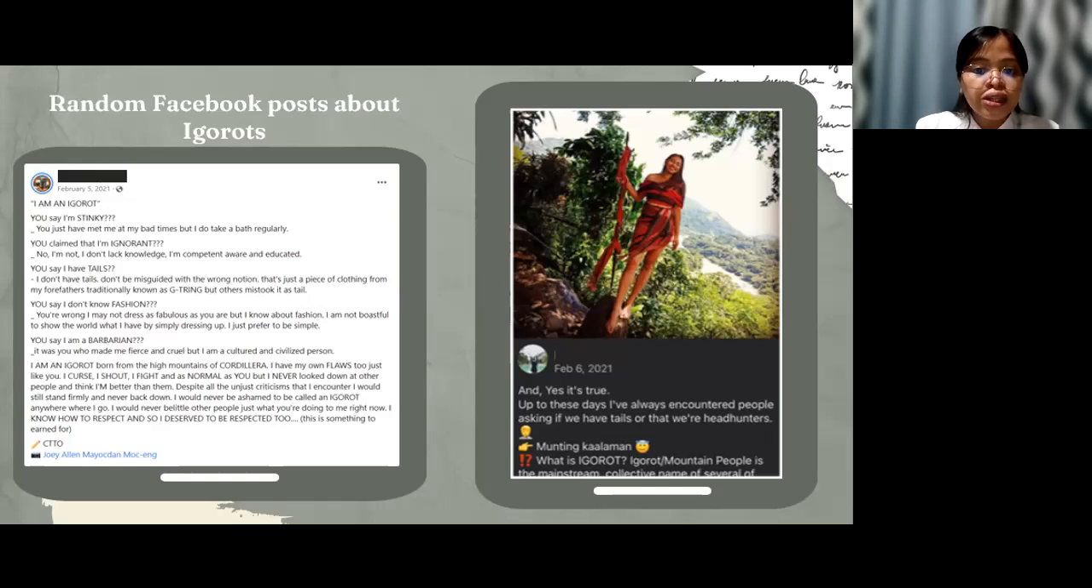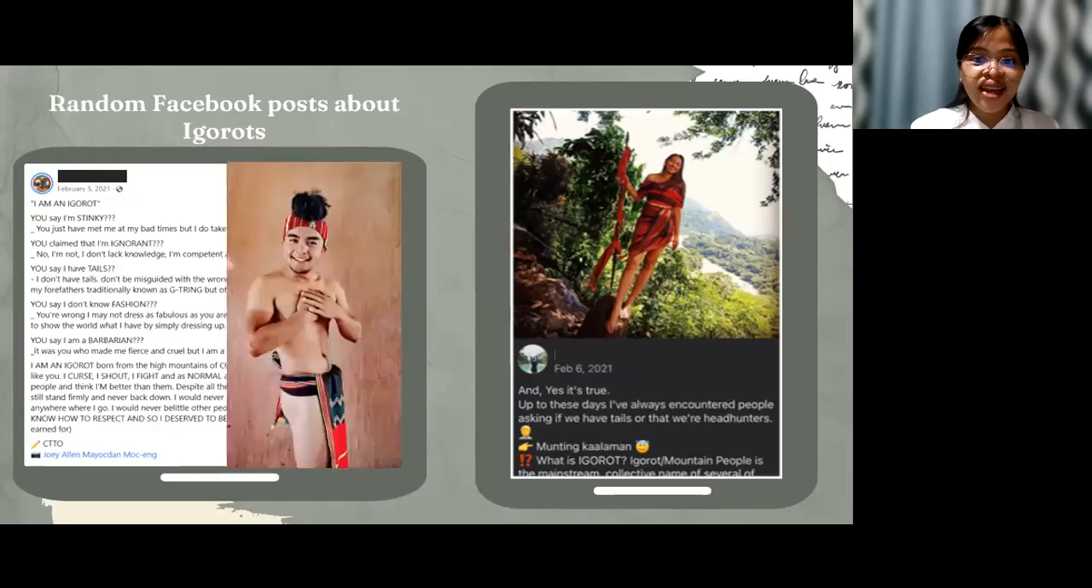"I would never belittle other people, just like what you're doing to me right now. I know how to respect, so I deserve to be respected too. So here, I hope this serves as an eye opener to everyone." Oh, I also got this picture, and he's also an Igorot. As you can see, he has the G-string here, and often people mistook it as their tail, their buntot daw. Yeah. So be careful on what you are writing.